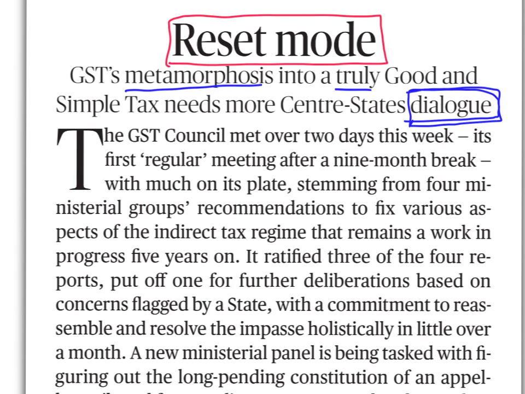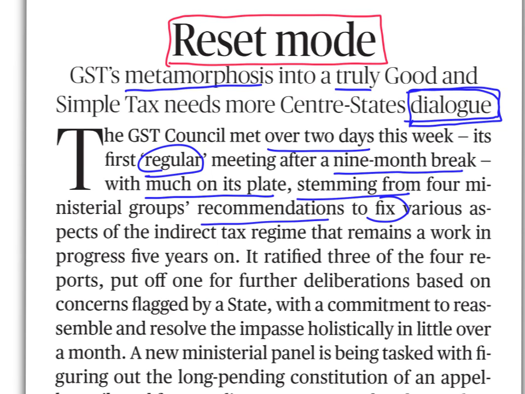The GST Council met over 2 days this week. Its first regular meeting after a 9-month break, with much on its plate stemming from 4 ministerial groups' recommendations to fix various aspects of the indirect tax regime that remains a work in progress 5 years on.